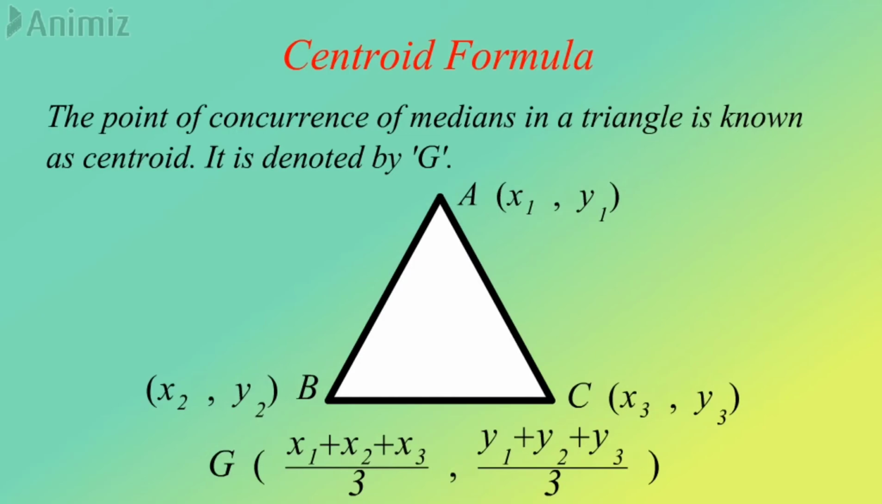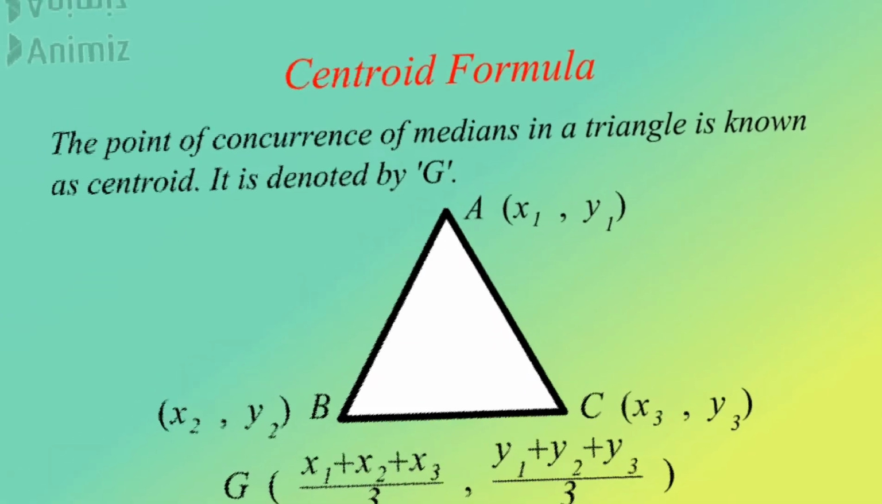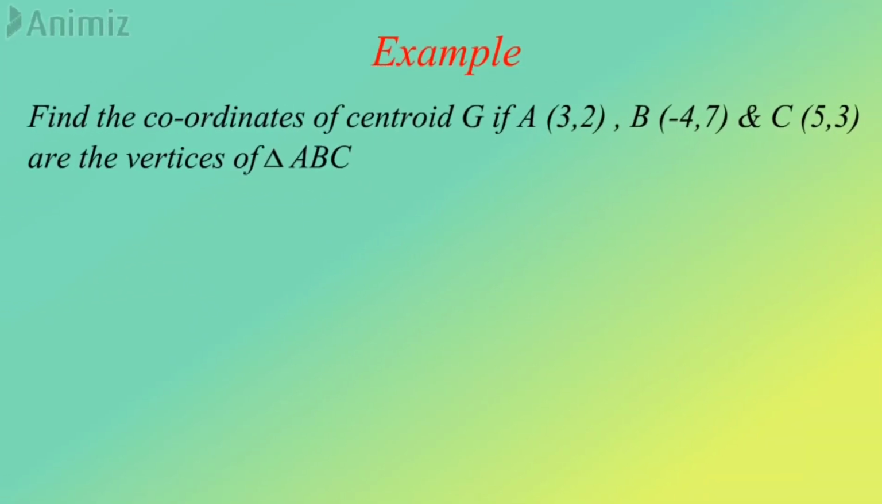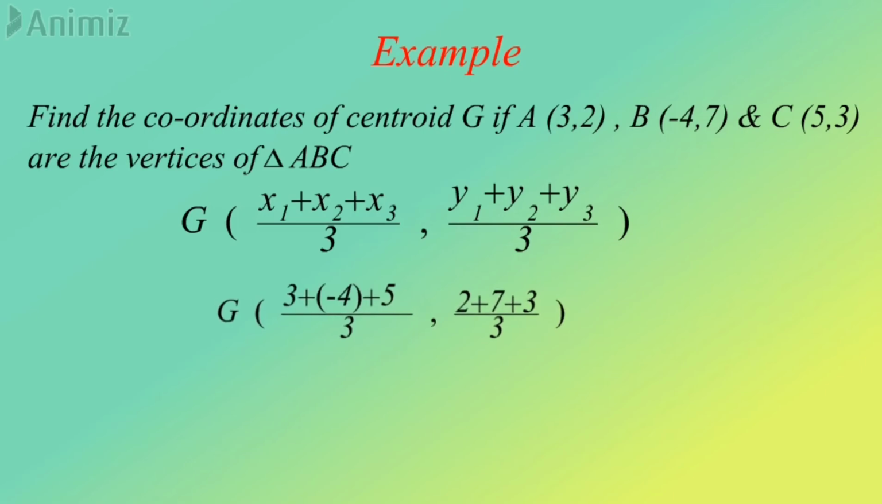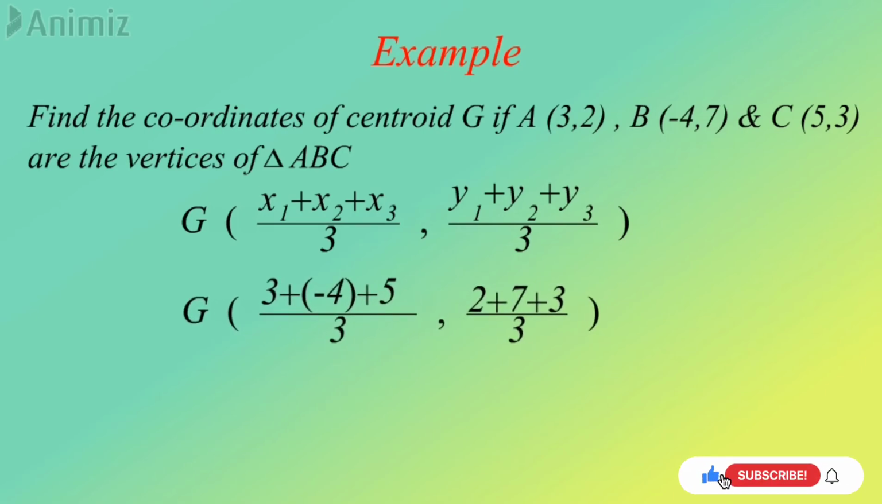Now how to substitute for that, I'll discuss one example. Now find the coordinates of the centroid G if the coordinates of A are 3, 2, coordinates of B are -4, 7 and coordinates of C are 5, 3. These are the coordinates of three vertices. First write the formula as we stated earlier. Now substitute the values of the vertices. You will get (3 plus minus 4 plus 5) by 3 and (2 plus 7 plus 3) by 3.